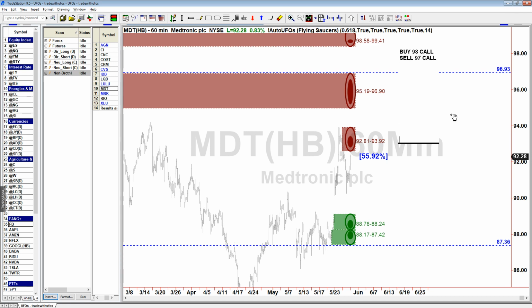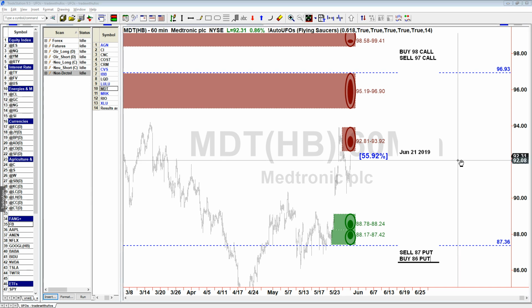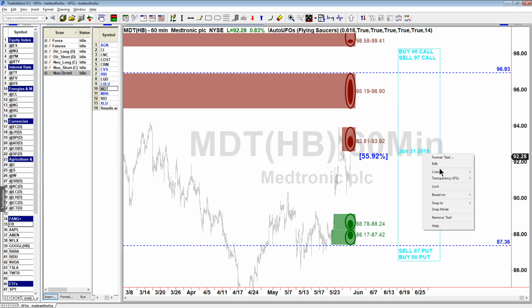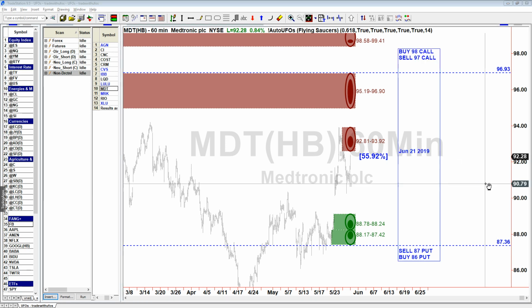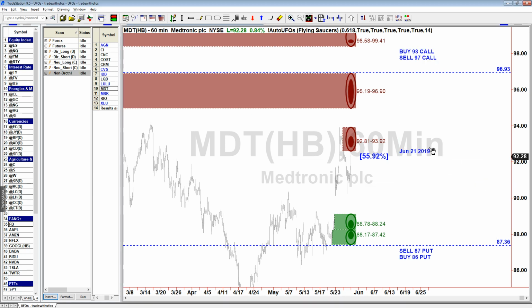This is going to be done using the June 21st, 2019 expiration date. On the put side, which is below the green UFOs, we're going to be selling the 87 put, and then we would be buying the 86. That would be my initial plan for the trade, to be adjusted. We need to double check all the parameters to make sure it's all good. But that will be the plan.